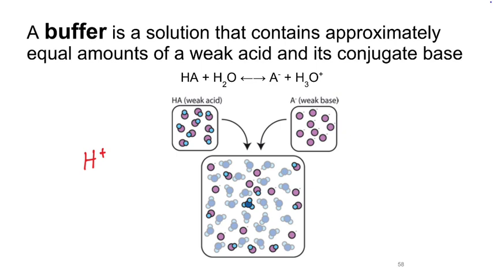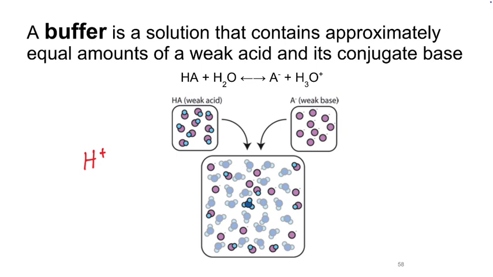The negative conjugate base, which then means what happens to the concentration of H+? I added it, but it reacts away, which means what should happen to the pH? If I add H+, it should go straight down. But if I add H+ and there's a weak base there, the H+ reacts with the base. Do I have any more H+? No, which means what happens to the pH? It stays the same.